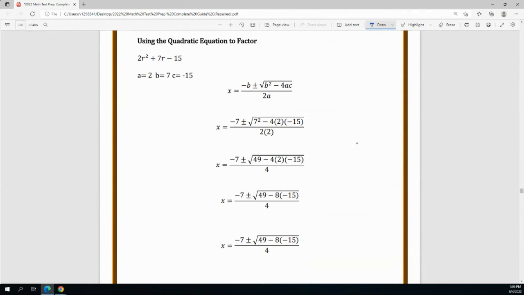So on the GED test, what they're going to say is, factor this trinomial. That's the way they're going to talk about that. So if they say factor the trinomial, what they're referring to is trinomial, three terms. And when they say factor, this means quadratic equation. So if I hear factor the trinomial, I immediately equate that with the quadratic equation.